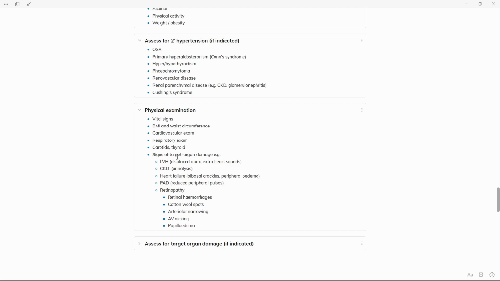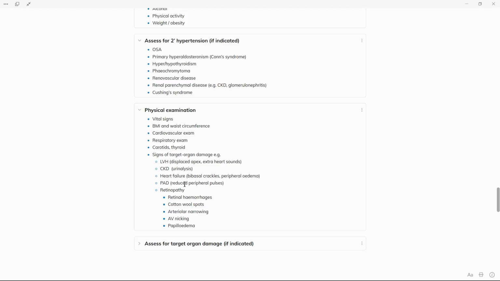We then look specifically for any signs of target organ damage, such as left ventricular hypertrophy with a displaced apex, chronic kidney disease by doing a urinalysis looking for proteinuria or hematuria, heart failure, which will be pretty obvious. The patient will be quite overloaded. They have bibasal crepitations, peripheral edema, and they can have a raised JVP if they are quite full of fluid.